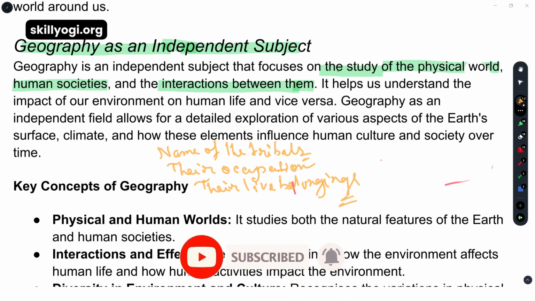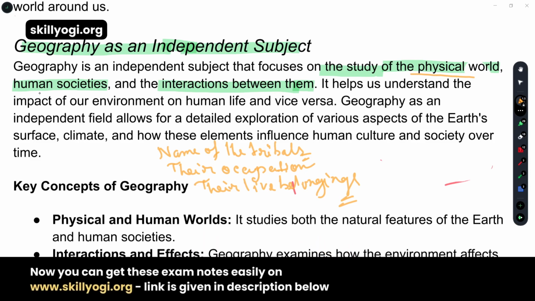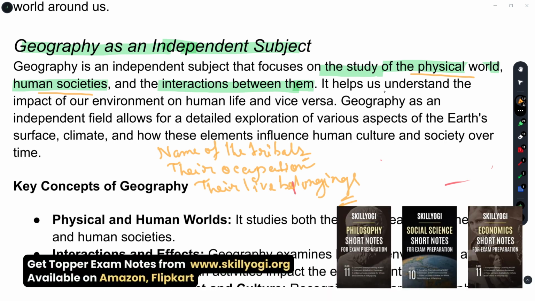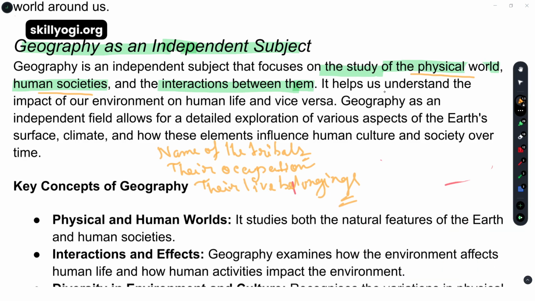So that is written on the study of the physical world as well as the human society and the interactions between them, because without the physical world humans can't do anything. Without human societies, the physical world can't do anything. We can't make the physical world, and we can't make the human societies as well. So both factors are very, very important to make a thing. So that is the interaction between them. It helps us to understand the impact of our environment on human life and vice versa.